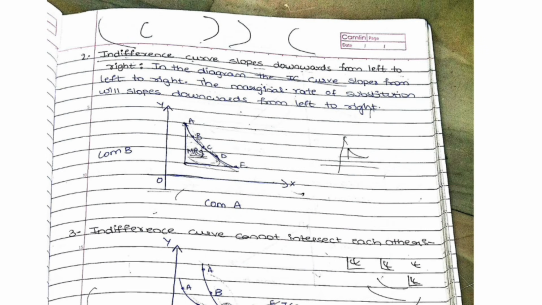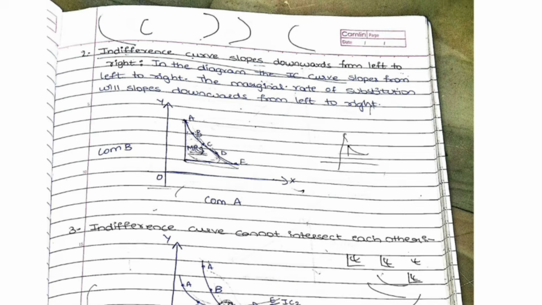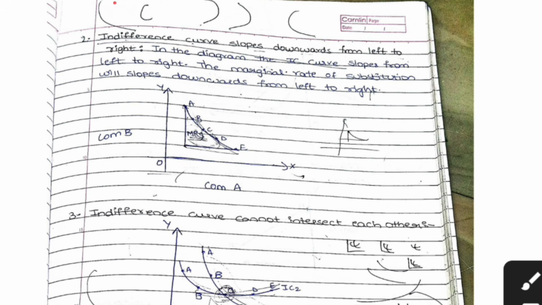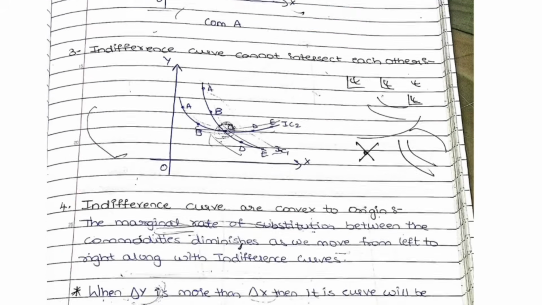Second is, the indifference curve always slopes downwards. It always slopes downwards from left to right, like this. So this is called an indifference curve. In a C shape it will be, means it always slopes downwards from left to right. That is the graphical representation.